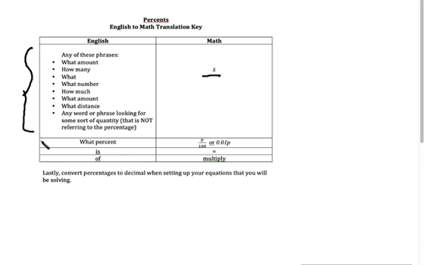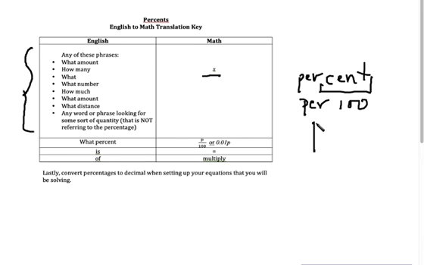Now, if the question is asking what percent, think about what percent means. Per cent. What does cent mean? It's like a century, right? It's per 100. So if I use the variable p, it means that number out of 100.